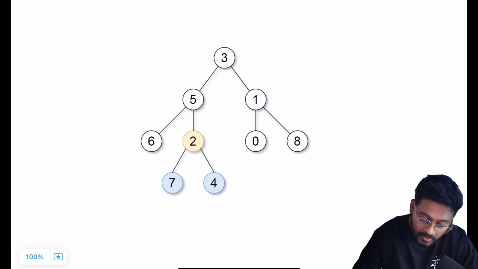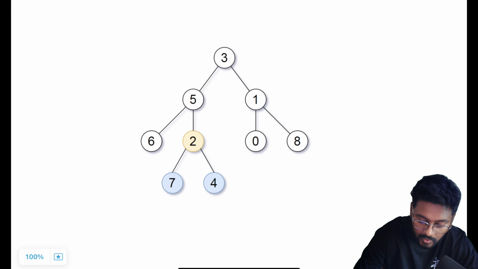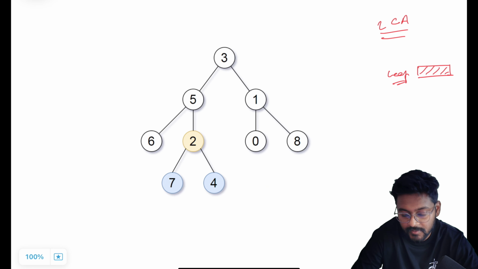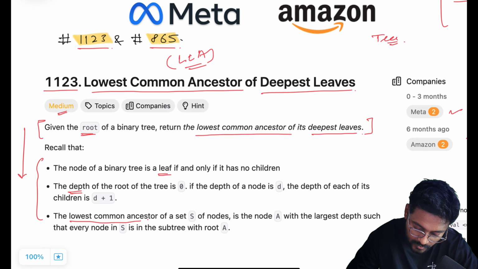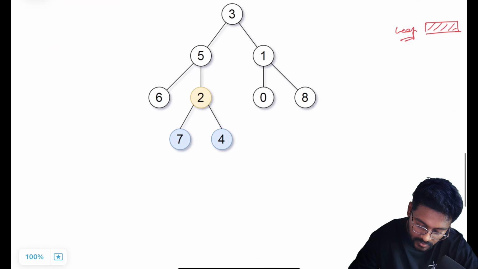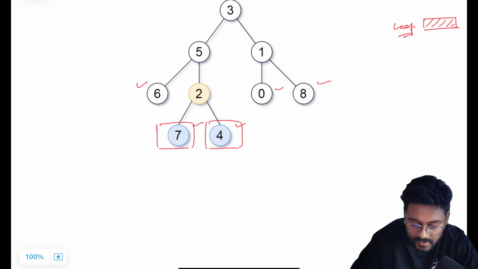Here, this is the binary tree given to us, and what we have to return is the lowest common ancestor of the leaf nodes with maximum depth. Lowest common ancestor of deepest leaves. Okay, in this problem, what are the leaf nodes? 1, 2, 3, 4, 5. And what are the leaves on the deepest level? Only these two. What is the least common ancestor of these two leaf nodes?